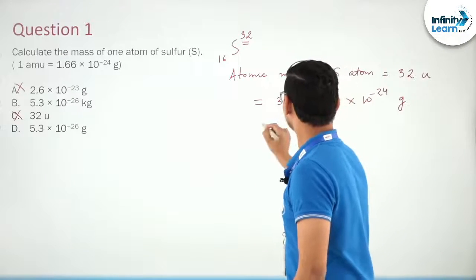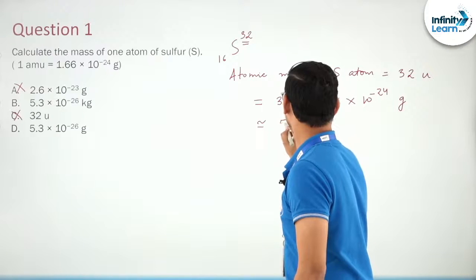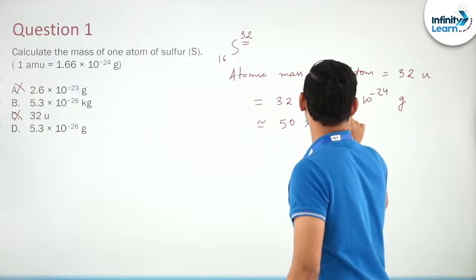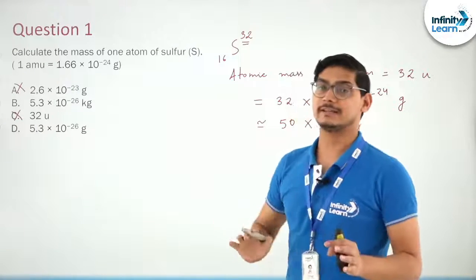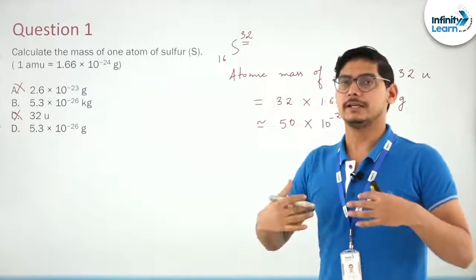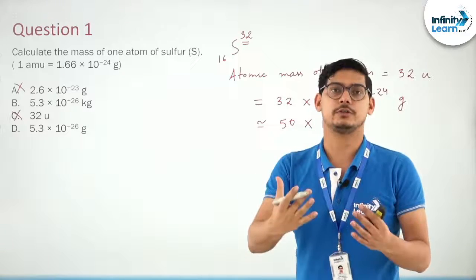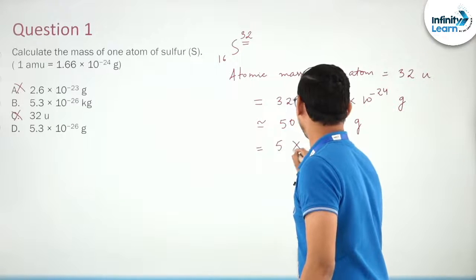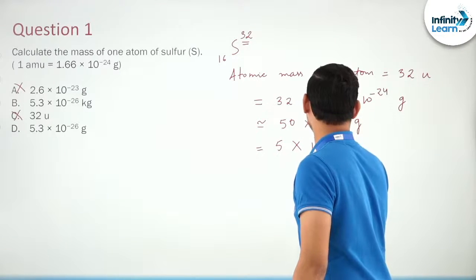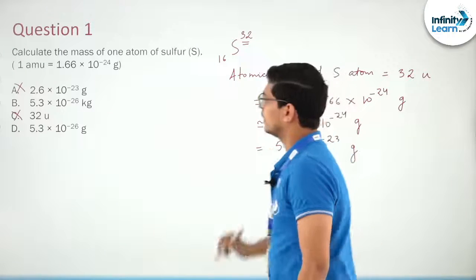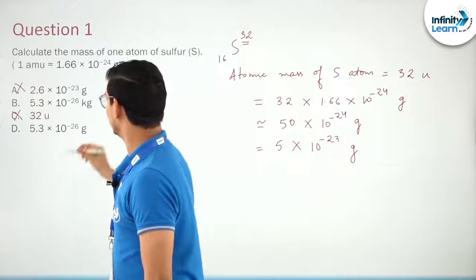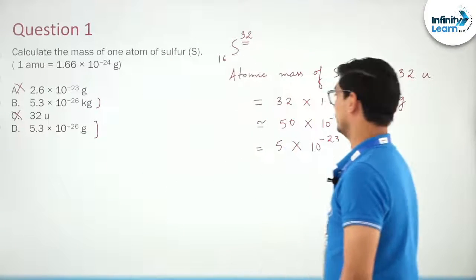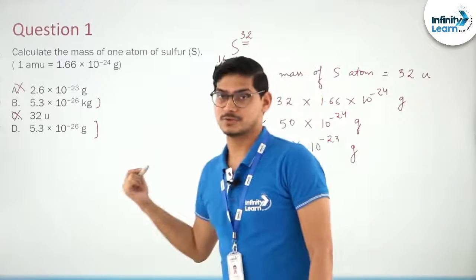Now, how much is this? So this is approximately 50, right? And this is 10 raised to minus 24. I'm not doing any exact calculations, right? I'm saving my time. It is taking me longer because I'm explaining it to you, okay? So this can be written as 5 into 10 raised to the minus 23 gram. And I have two options, this one and this one, but it's matching none of these options.